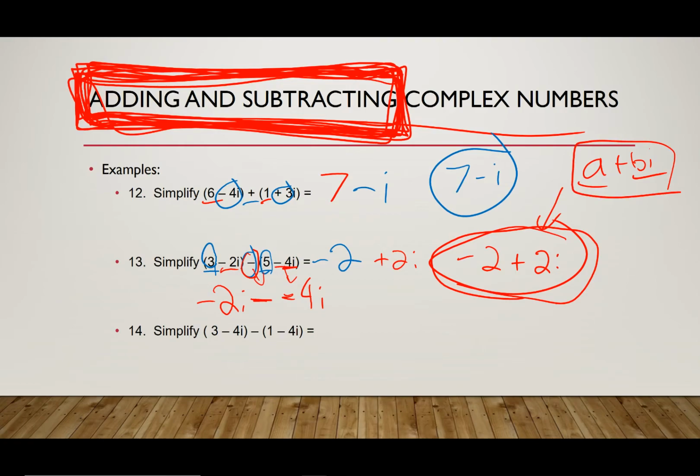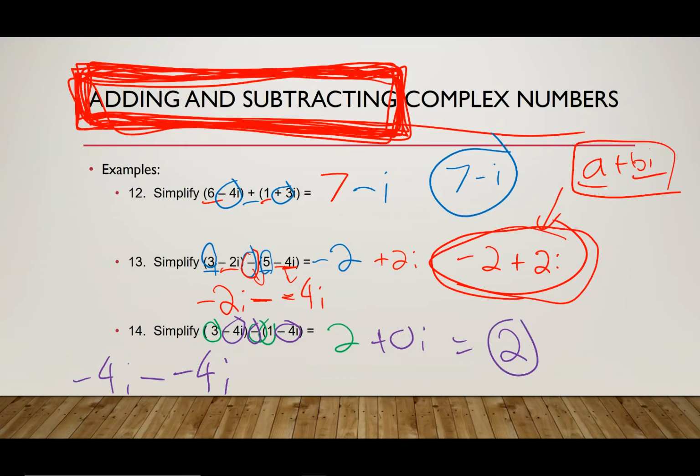So our number 14. Real part, 3 minus 1. 3 minus 1 is 2. This is groundbreaking stuff. Negative 4i minus negative 4i. So again, it's a double negative thing going on here. Negative 4 plus 4, because the double negative turns into plus, is just 0i. So plus 0i. The answer really is just 2, because 0i is 0, so the answer is 2.